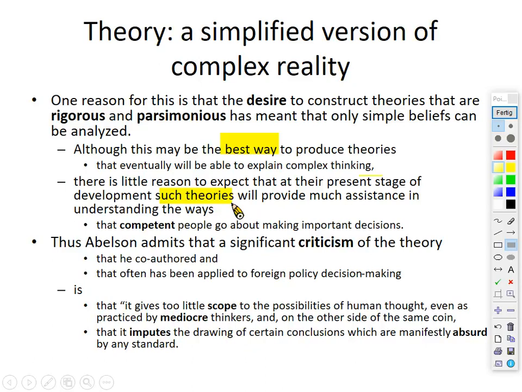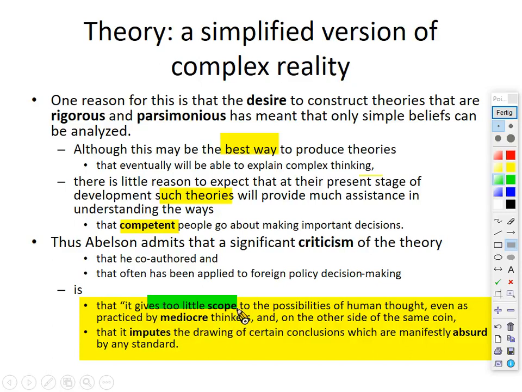Although we can collect data from ordinary persons and come up with theories for us to understand how people make decisions, it is insufficient for us to understand the way competent people, the people with a lot of ability, make important decisions. Thus, just like Abelson admits, a significant criticism of the theory that he co-authored and that often has been applied to foreign policy decision making is that it gives too little scope to the possibilities of human thought.